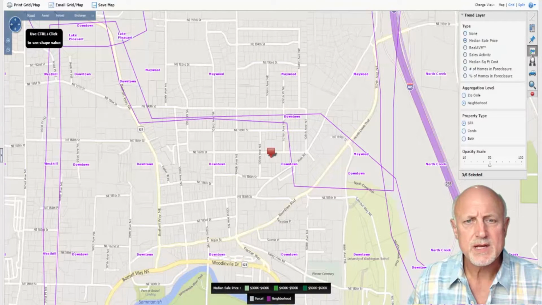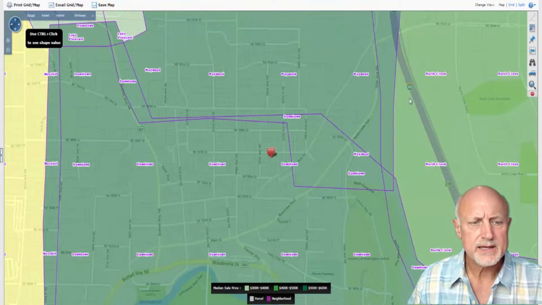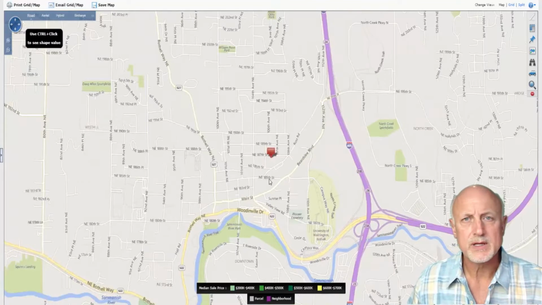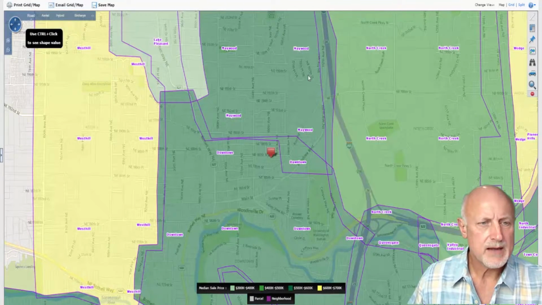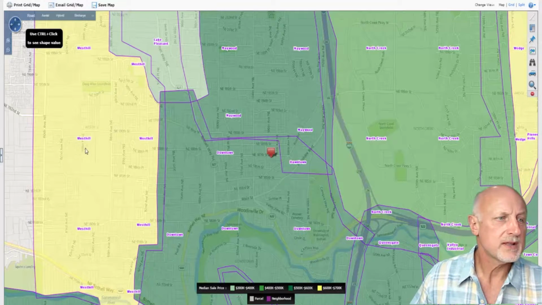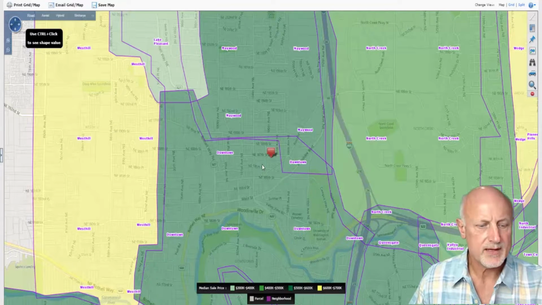In essence, we're going to look at the median sale price. Now you see the legend pop up at the bottom because we're zoomed in so close, but even you got this downtown area, and actually let me zoom out one click here. So we've got the downtown neighborhood, and then up on top we've got the Maywood neighborhood, and then over on the left side we've got the West Hill neighborhood.